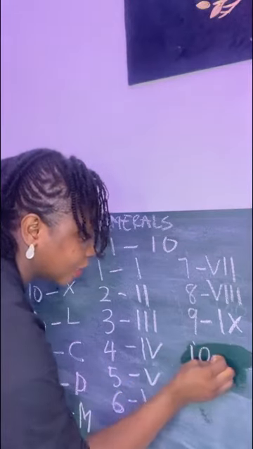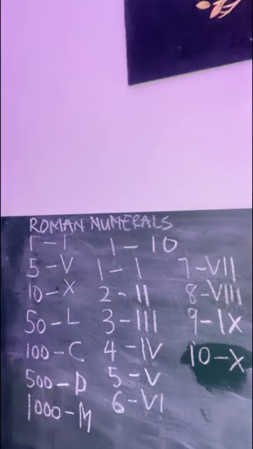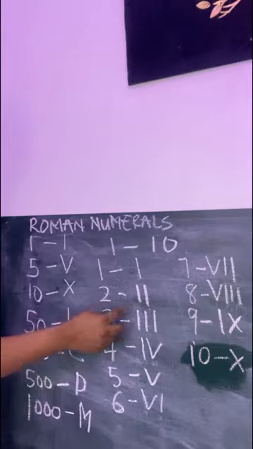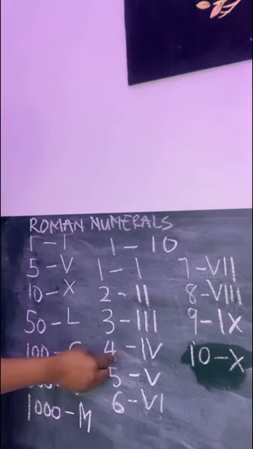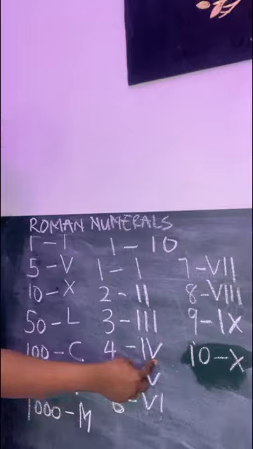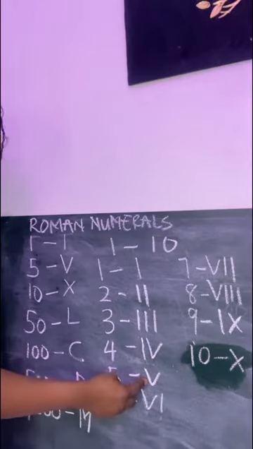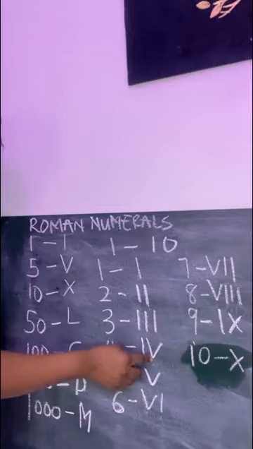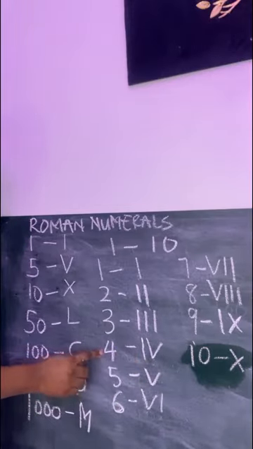So 10 is what? 10 is X. So let's go over it. 1 is I. 2 is II. 3 is III. 4 is what? IV. And our 5 is V. Remember, IV for 4. 1 before 5 shows 5 minus 1, and that is 4.